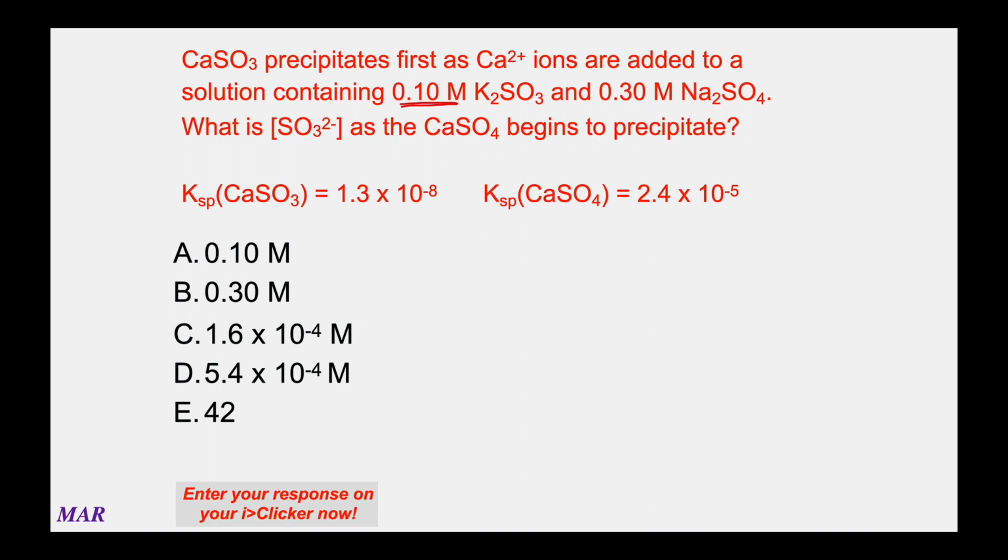So this question is saying, what is the sulfite concentration when the other compound with sulfate begins to precipitate? The answer will be a number less than 0.1, okay? And you can actually calculate it. You'll need the calcium ion concentration required to make calcium sulfate precipitate out.